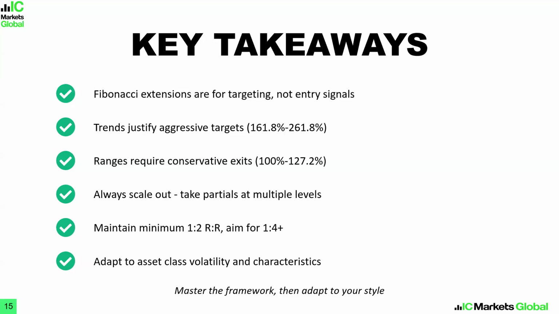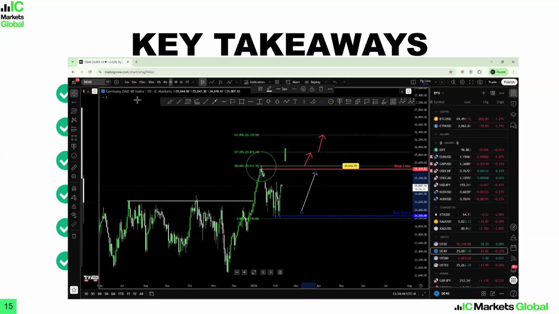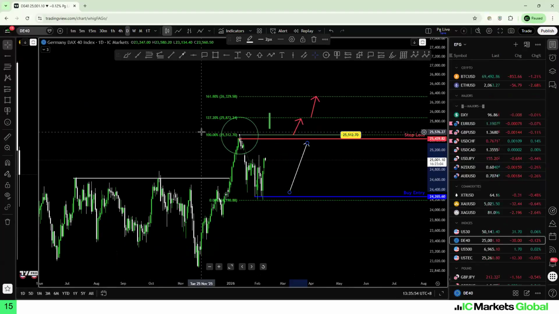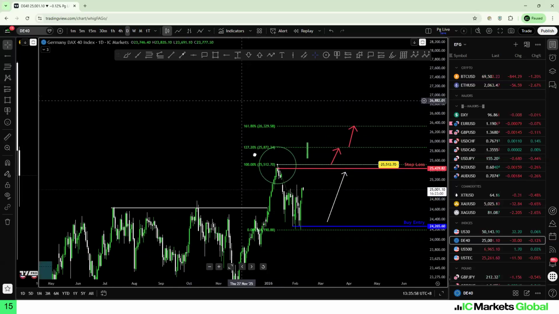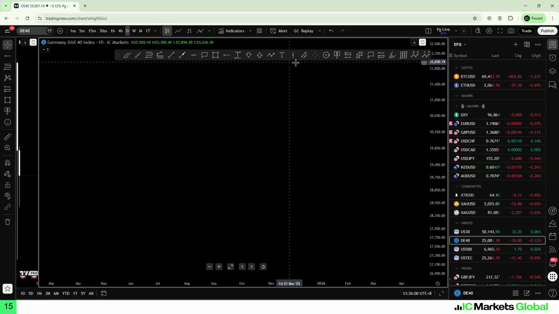Adapt to asset class volatility and characteristics. So master the framework, then adapt to your trading style. That should be all about Fibonacci extension. So Fibonacci retracement we use for the pullback, right? They just say here.